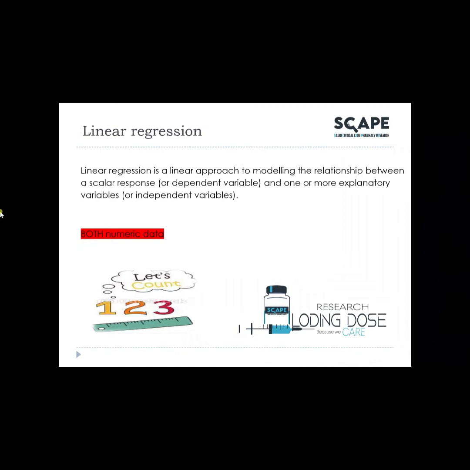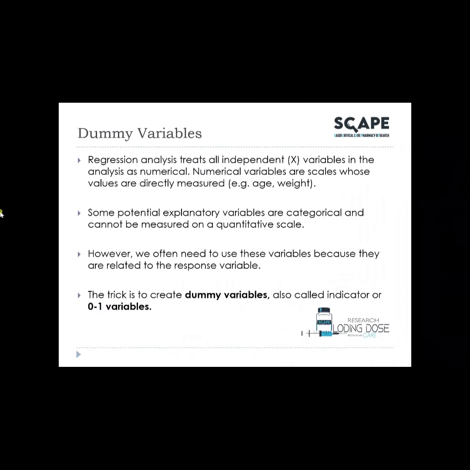Okay, so we will start with linear regression. As we said, we have a dependent variable and an independent variable. The independent variable can be one or more explanatory variables, but both of them should be numerical data.